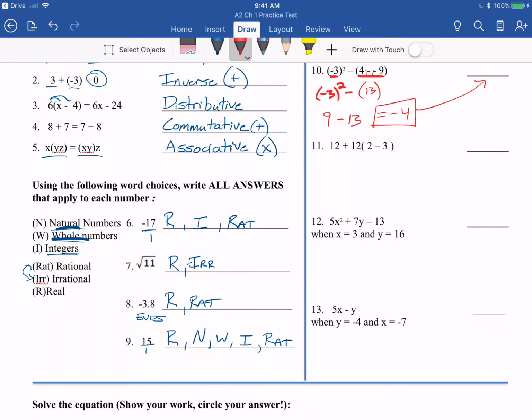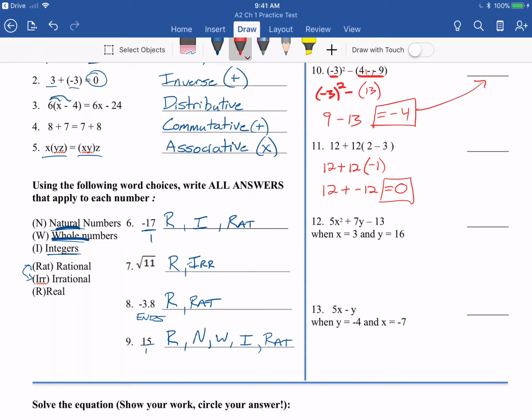All right, now here for number 11, I got to do my parentheses first. So I have 2 minus 3 first. So I have 12 plus 12, and then 2 minus 3 is negative 1. 12 plus, and then 12 times negative 1 is a negative 12. And you can notice here that, hey, now these guys are additive inverses of each other, so I'm going to get 0. 12 plus negative 12 is 0.